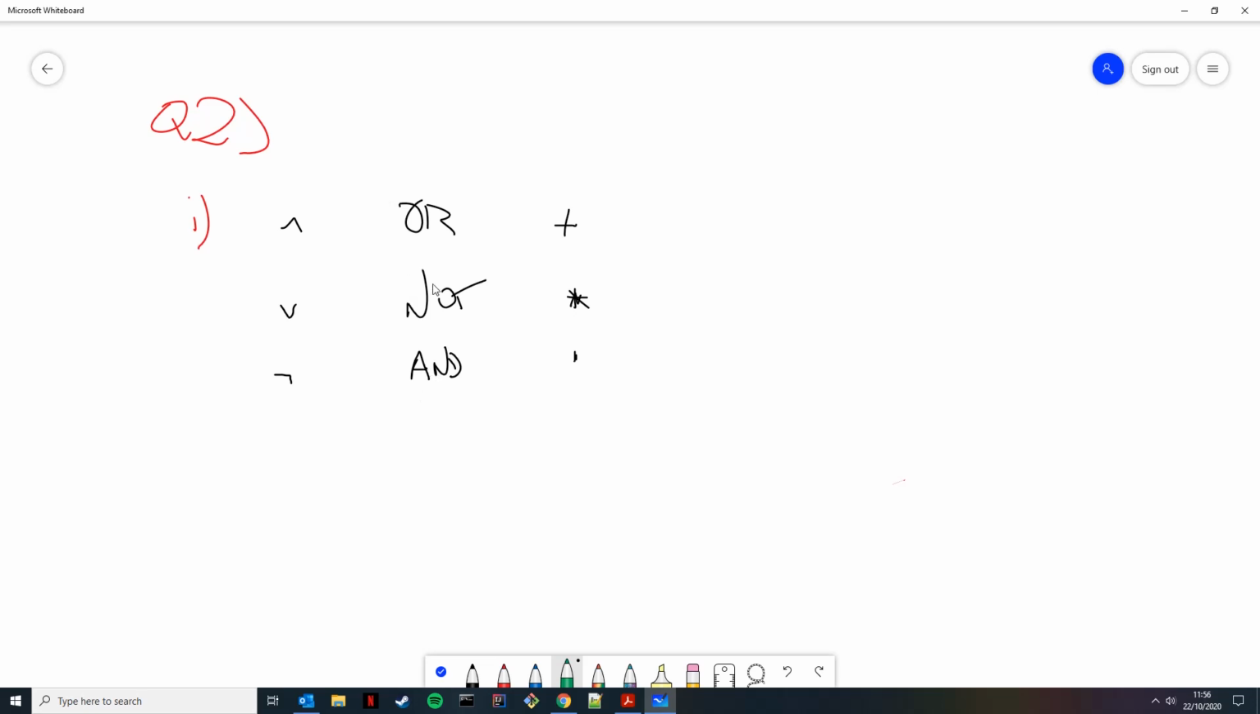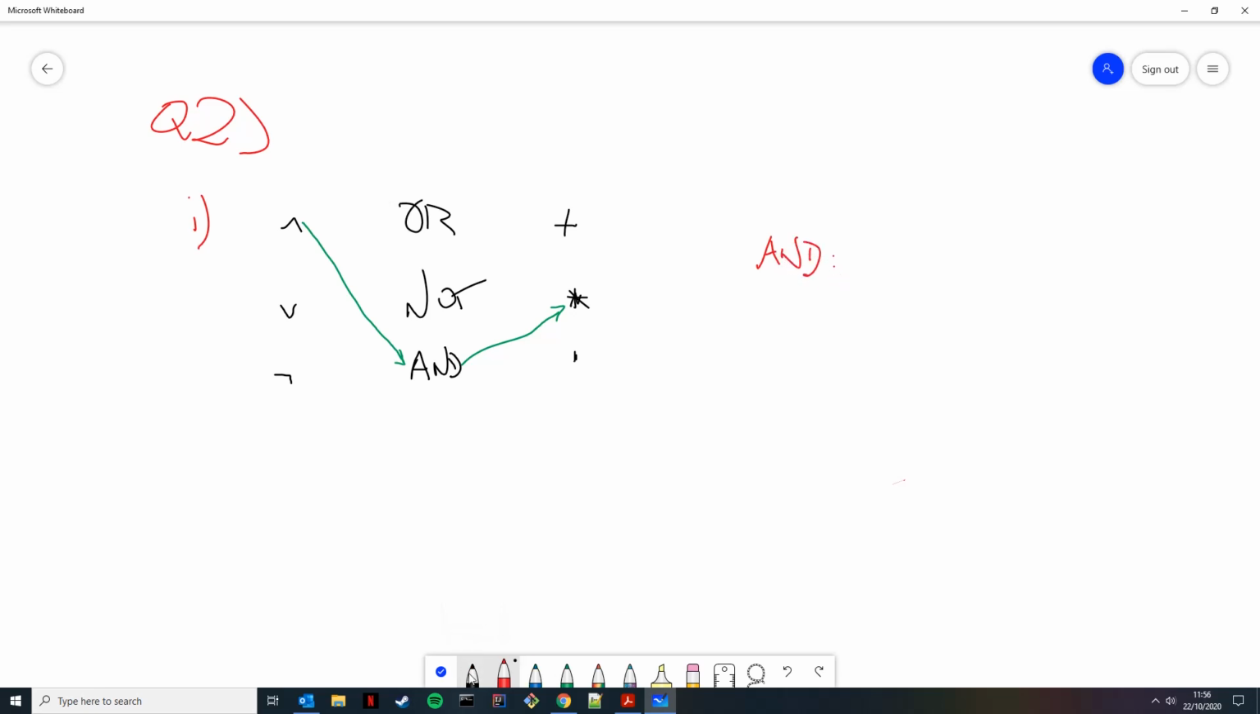I'm going to actually go through these in part 2. We're just going to show you different representations that you can have of the exact same thing. So and actually matches with the caret symbol, and is also represented by multiplication. So let's just go through that quickly.